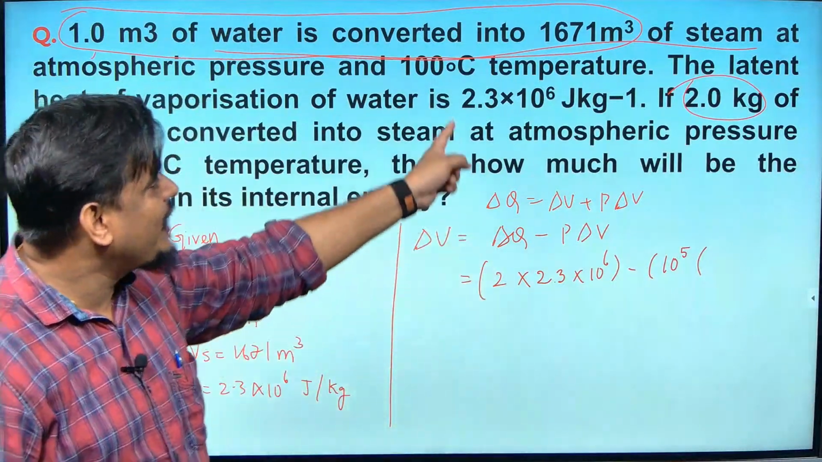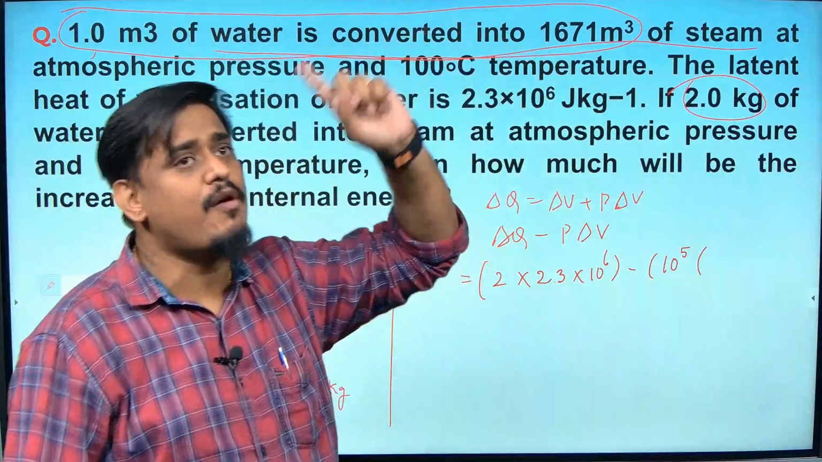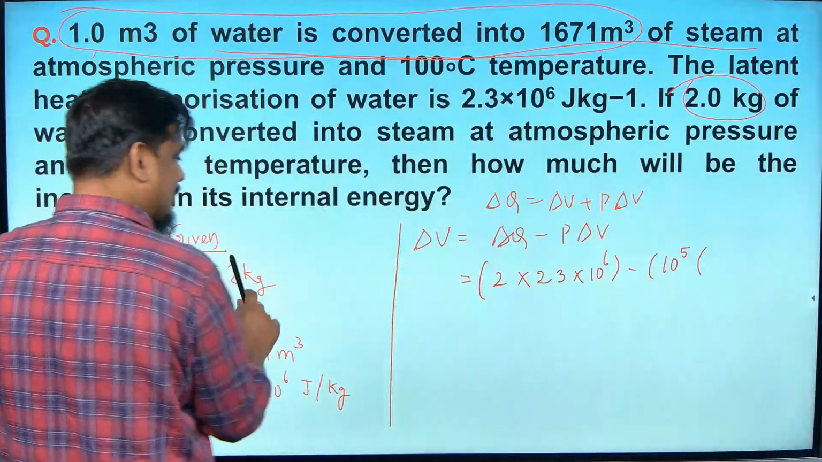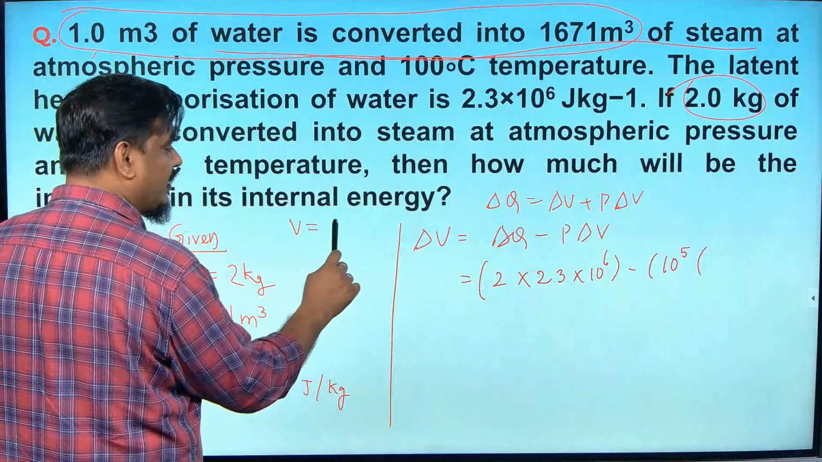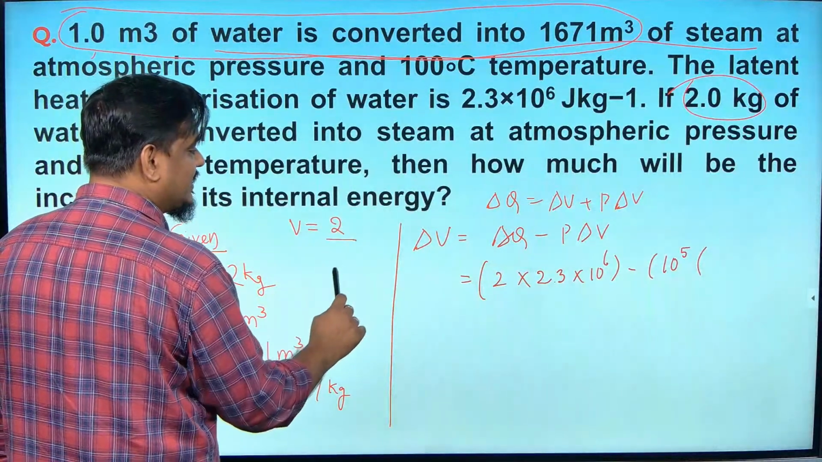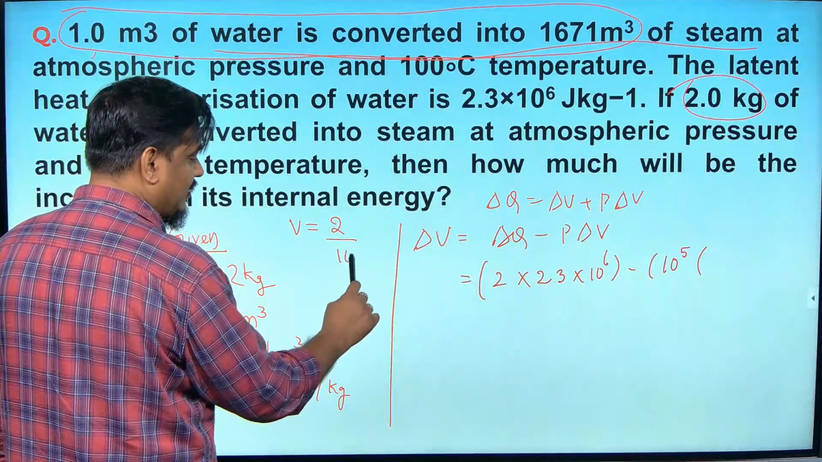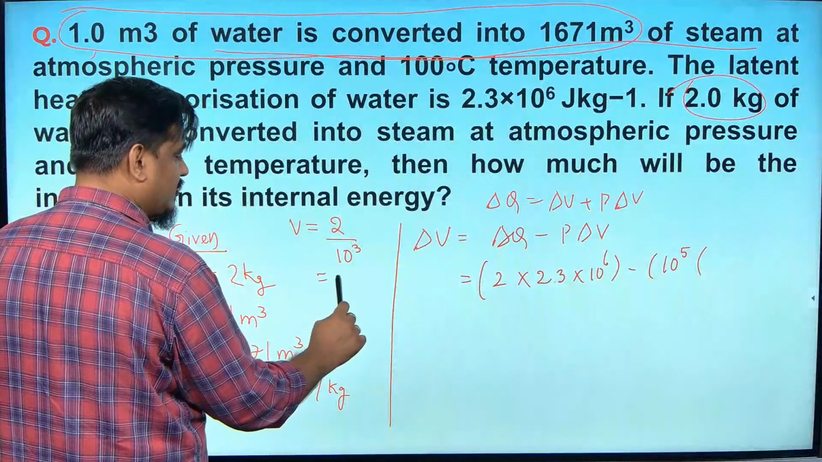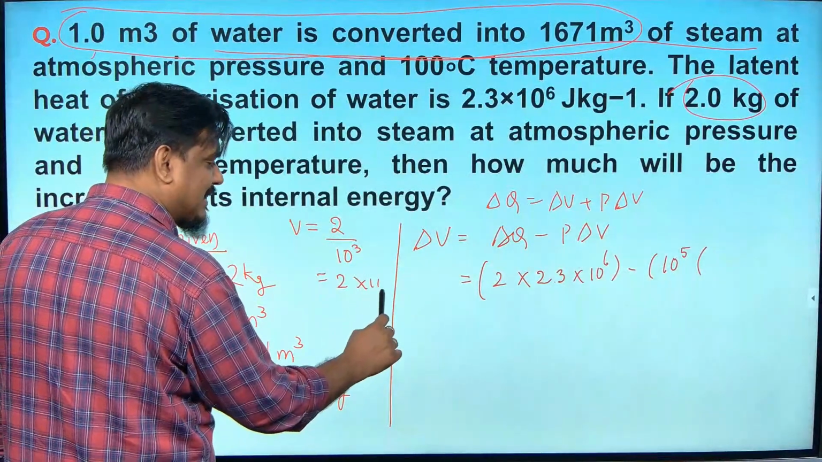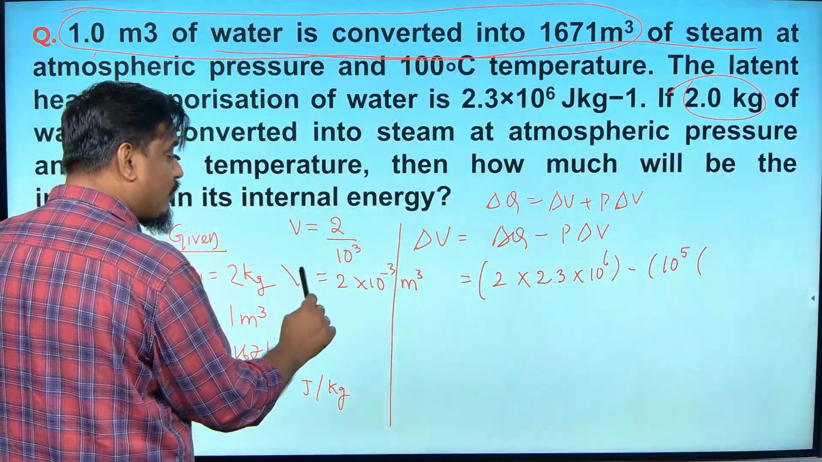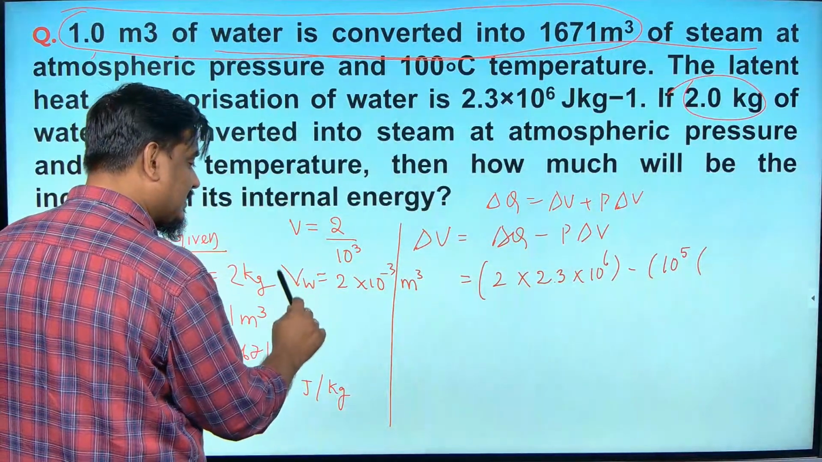Okay, fine. The volume of 2 kg of water you can easily find. How? Density is equal to mass by volume, so volume is equal to mass by density. Mass is 2 kg. Density is how much? 10 to the power 3 kg per meter cube. So it is going to be 2 into 10 to the power minus 3 meter cube, no? Minus 3 meter cube. Sorry. This is going to be the volume of 2 kg of water, am I right? Yes, sir.